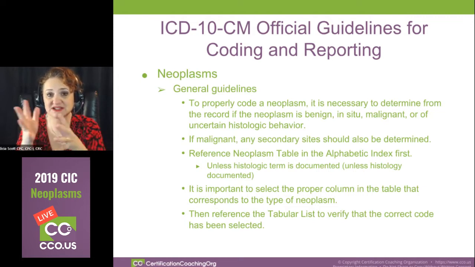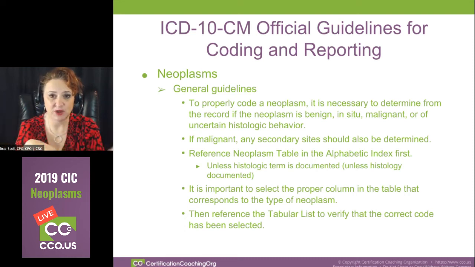Now, there's other types of skin cancer. We have squamous cell and stuff, but we'll talk about those in a minute. When you look up the cancer in your manual, you look at the documentation, you find out whether it's benign, malignant, primary or secondary, cancer in situ, or of uncertain histological behavior. The index has a table just for neoplasms, and all of these are covered.